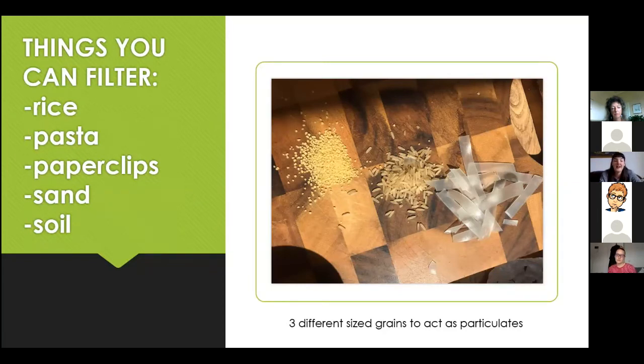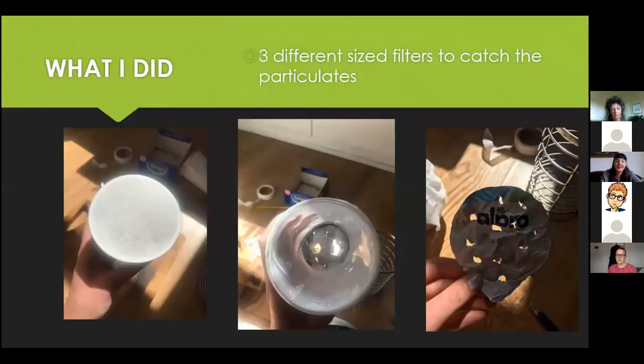So for mine, I used 3 different size grains. So I used couscous, rice, and rice sticks, all different sizes. And I made 3 different filters to correspond with those sizes so that I could catch each different particulate or sediment throughout the system. So here you can see this is just a makeup wipe attached to a yogurt pot. So obviously that's the least porous, that wouldn't let the couscous or anything through. And then this was just the yogurt pot lid, which was a film with a pencil poked through it. So it's really, really easy.